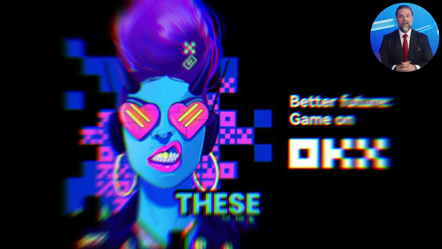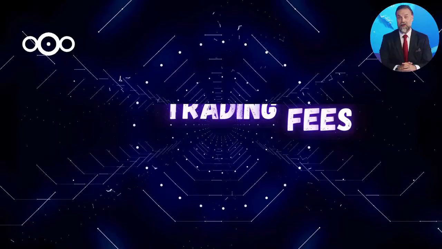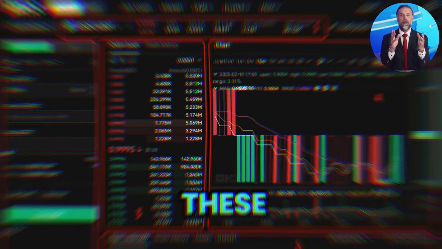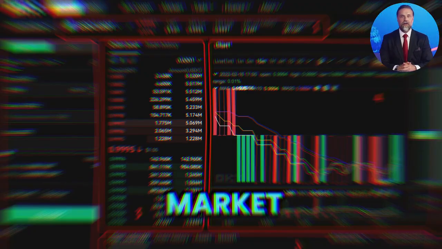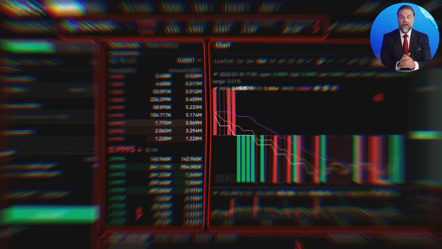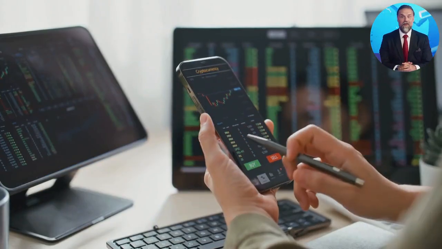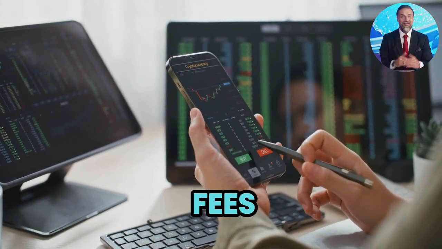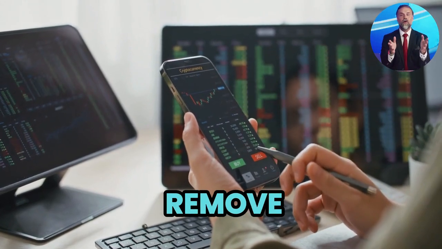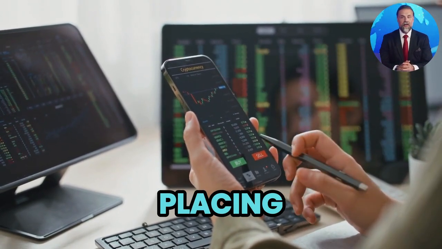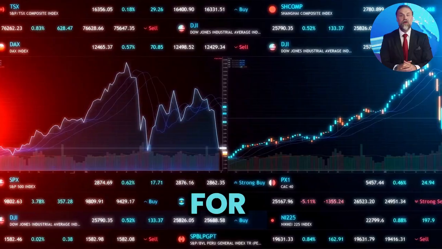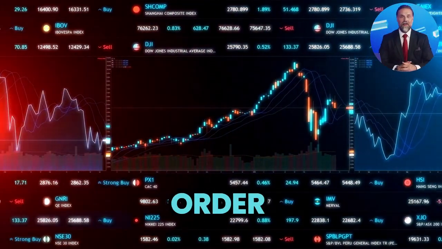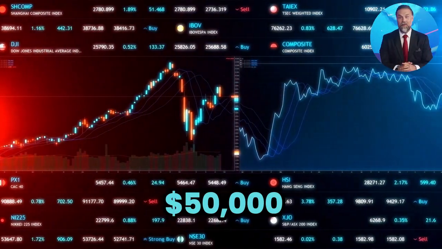Let's break these down. Spot trading fees are straightforward. 1. Maker fees. These are fees charged to traders who add liquidity to the market by placing limit orders. The standard maker fee on OKX is 0.08%. 2. Taker fees. These are fees charged to traders who remove liquidity from the market by placing market orders. The standard taker fee is 0.1%. For example, if you place a market order to buy 1 BTC at $50,000, the taker fee would be.